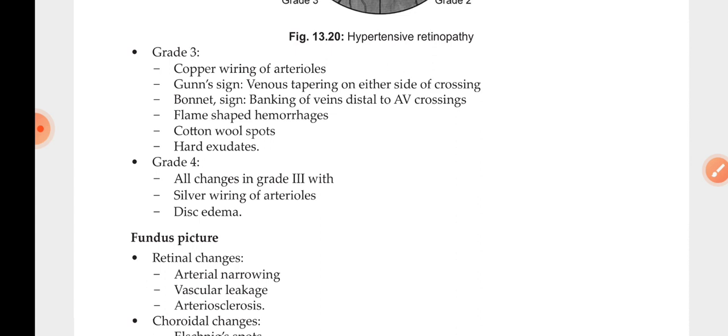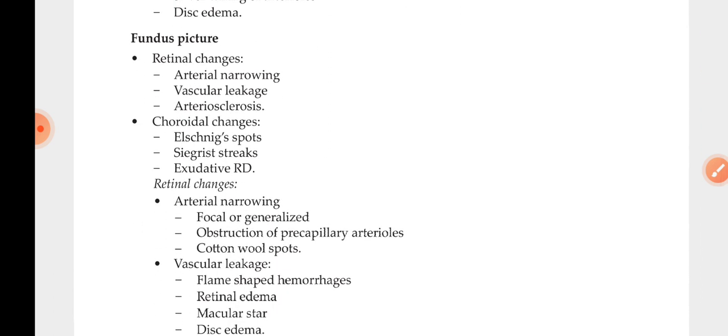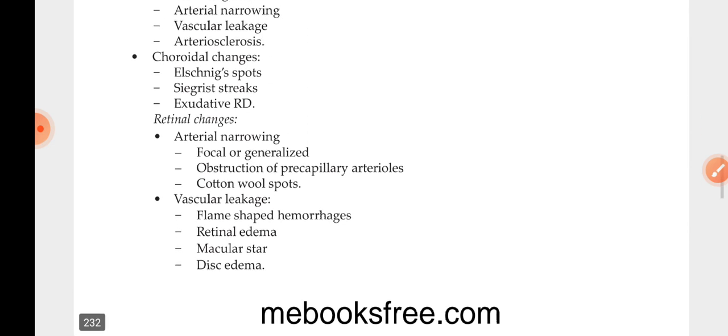Now coming to the fundus picture. Retinal changes: there will be arterial narrowing, vascular leakage, arteriosclerosis, main 3 things only. Next will be choroidal changes: Elschnig spots, Siegrist streaks and exudative retinal detachment. In retinal changes, there will be arterial narrowing. Because of arterial narrowing, there will be focal or generalized obstruction of precapillary arterioles, and next will be cotton wool spots. Because of vascular leakage, there will be flame shape hemorrhages, retinal edema, macular star and disc edema.